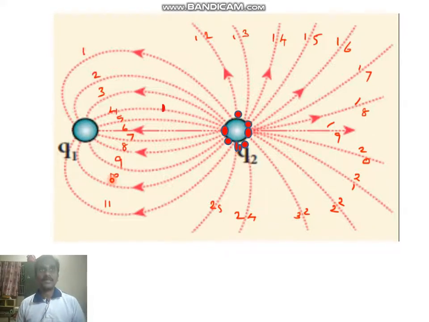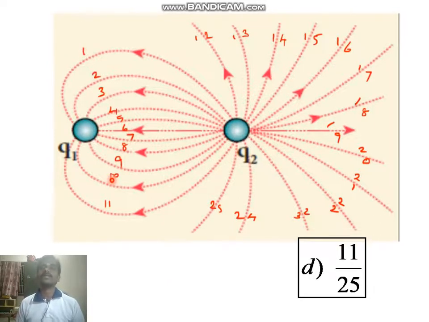So the electric lines of force that move from 1 and then to 2, 3, 4, 5, 6, 7, 8, 9, 10 and 11 like that. So totally in the case Q1 we are having 11 fluxes, and in the case Q2 the total is 12, 13, 14, 15 and 16, 17, 18, 19, 20, 21, 22, 23, 24, 25. So total 25. So Q2 will be equal to 25. So the answer will be Q1 by Q2, which will be equal to 11 by 25. Option D is the correct answer.